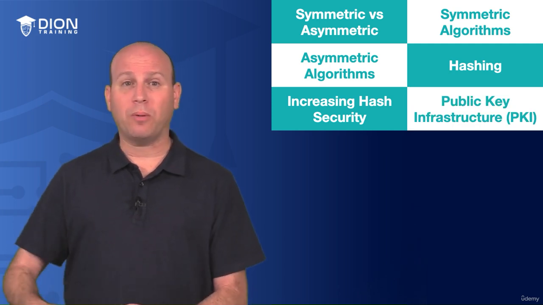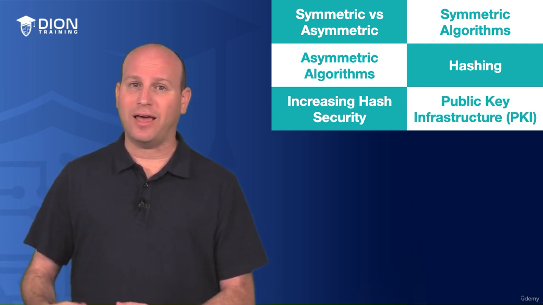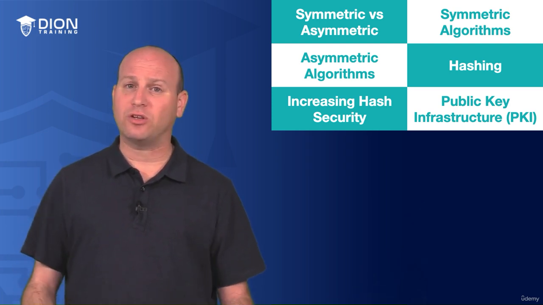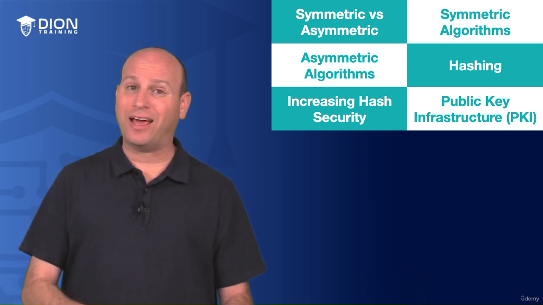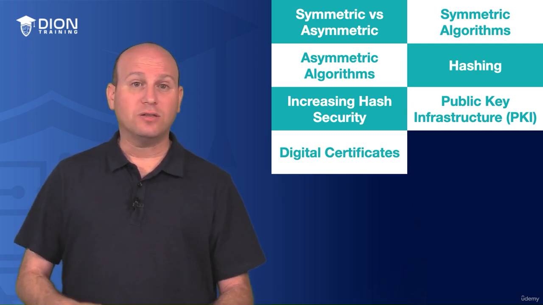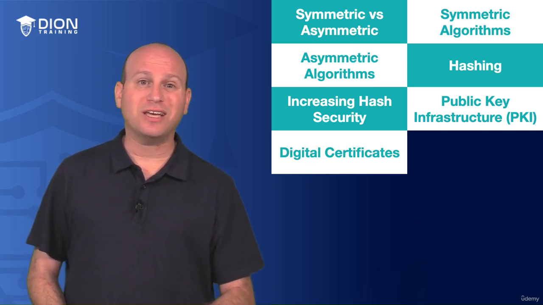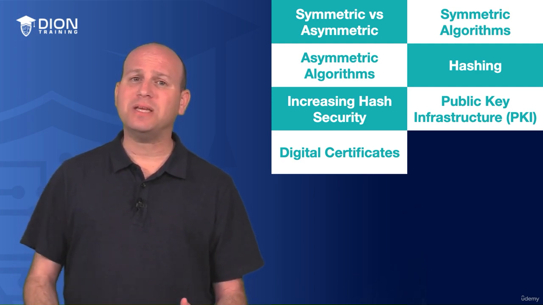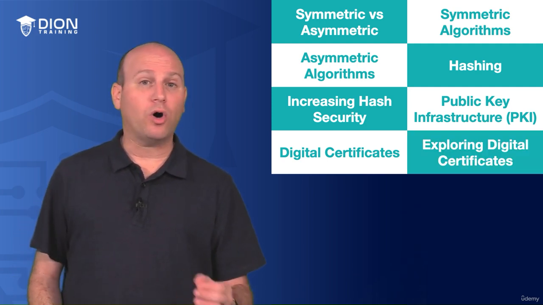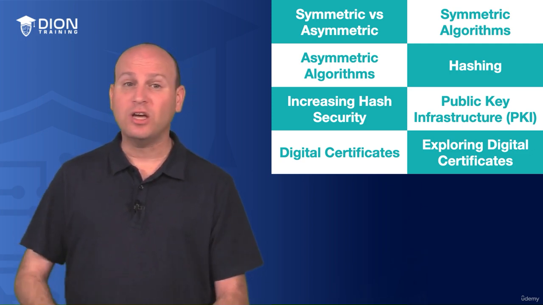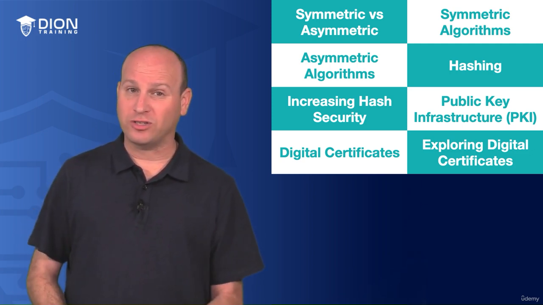Then, we'll move into public key infrastructure, known as PKI. Now, public key infrastructure is a framework for managing digital keys and certificates to ensure secure data transfer and authentication occurs. After that, we're going to look at digital certificates. Digital certificates are electronic credentials issued by a trusted authority that verify the identity of an entity and provide a means to establish secure communications. We'll also perform a quick demonstration to show you how to explore the contents of a digital certificate to ensure it's valid and safe for use on your system.